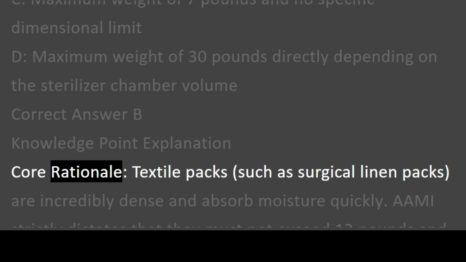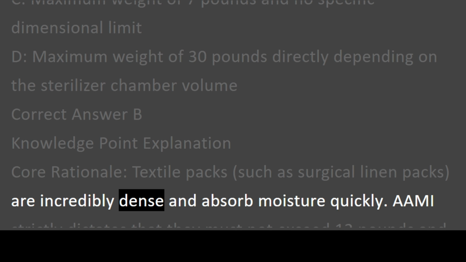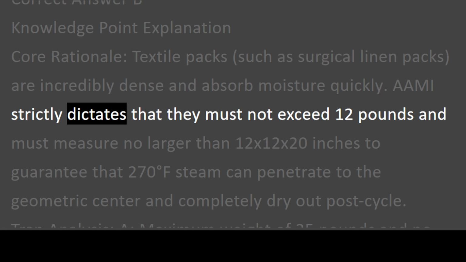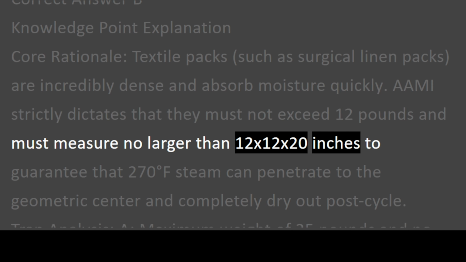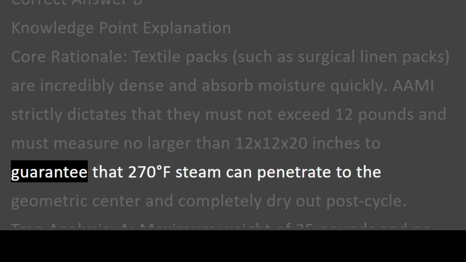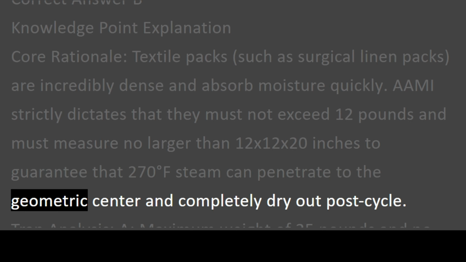Core rationale. Textile packs, such as surgical linen packs, are incredibly dense and absorb moisture quickly. AAMI strictly dictates that they must not exceed 12 pounds and must measure no larger than 12 by 12 by 20 inches to guarantee that 270 degrees Fahrenheit steam can penetrate to the geometric center and completely dry out post-cycle.